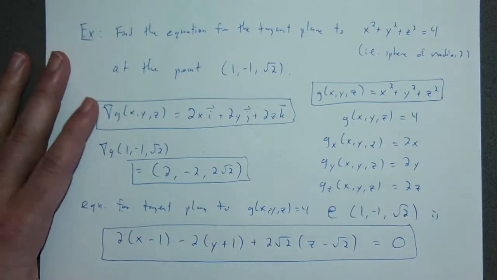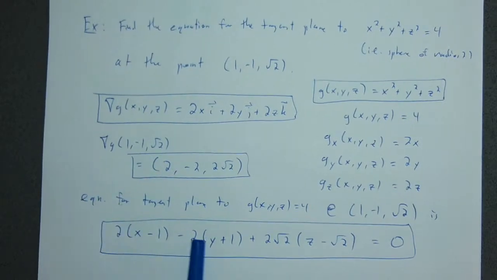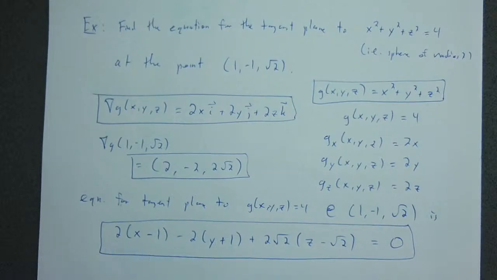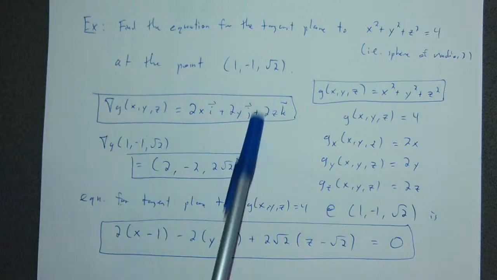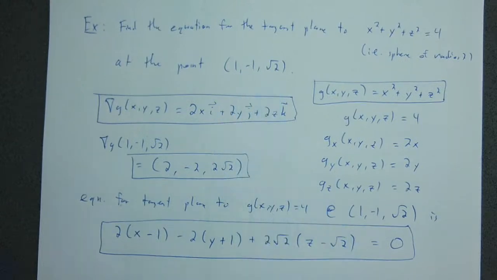If you're confused about where that comes from, just go back to chapter 11 stuff when we talked about writing the equation for a plane. The components of the normal vector, which we know now is the gradient evaluated at that point, are the coefficients of x, y, and z. And the things in these parentheses, I'm subtracting off the components of this point: x minus 1, y minus minus 1, and z minus root 2. Okay, so that's how to find the tangent plane to a level surface.